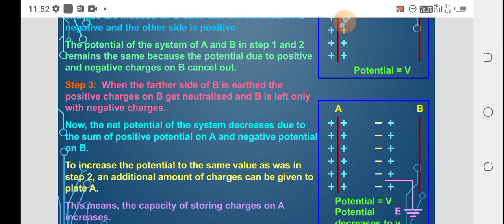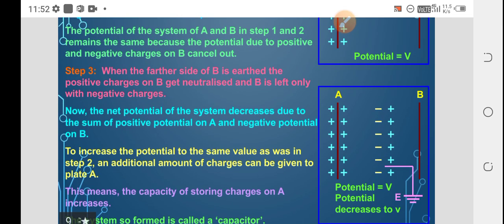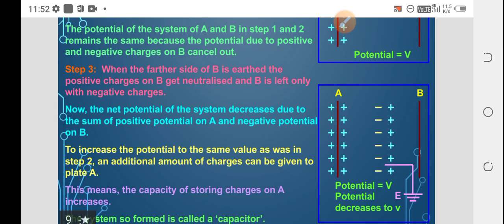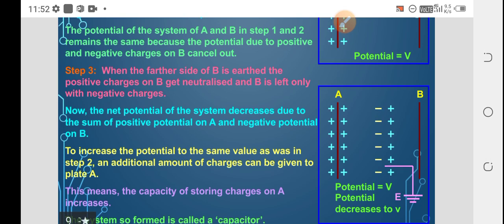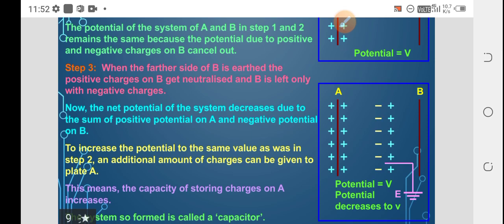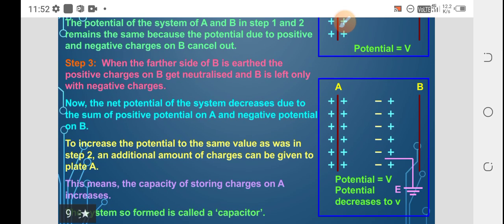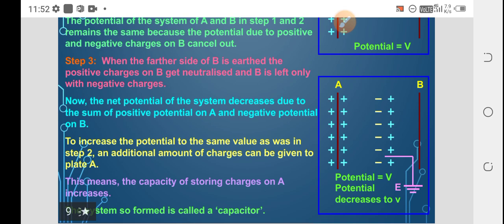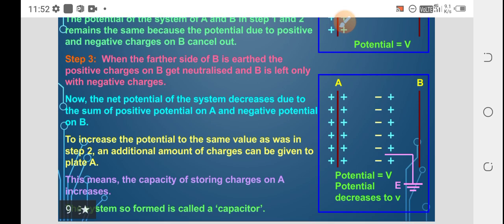When the further side of the B is earthed, the positive charge on B gets neutralized, and B is left with only the negative charge. So the positive charge from the A plate induces charge on the B side, but B is earthed. Then what is happening? When B is earthed, the positive charges are absorbed by the earth, and in the B plate we are left with the negative charges.